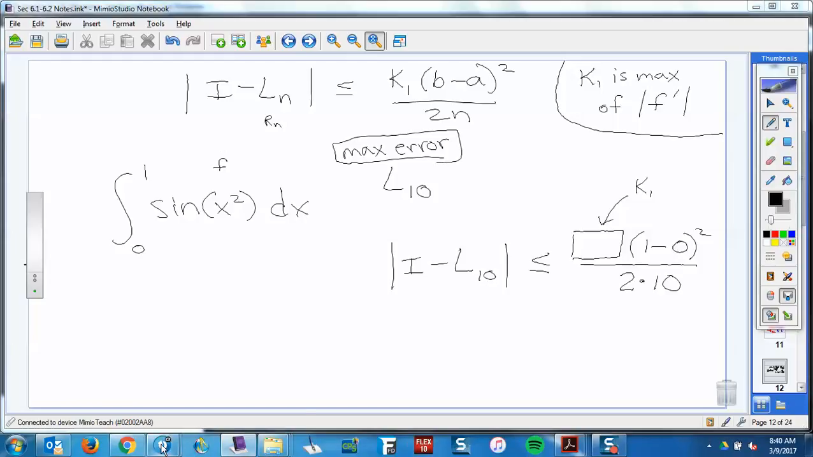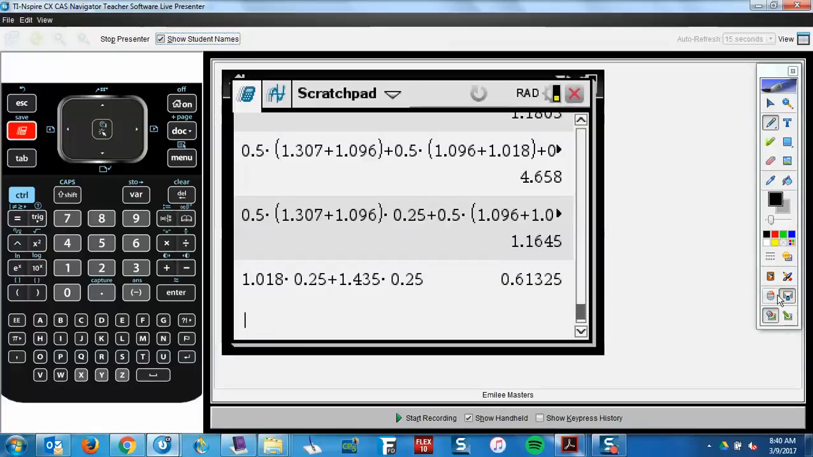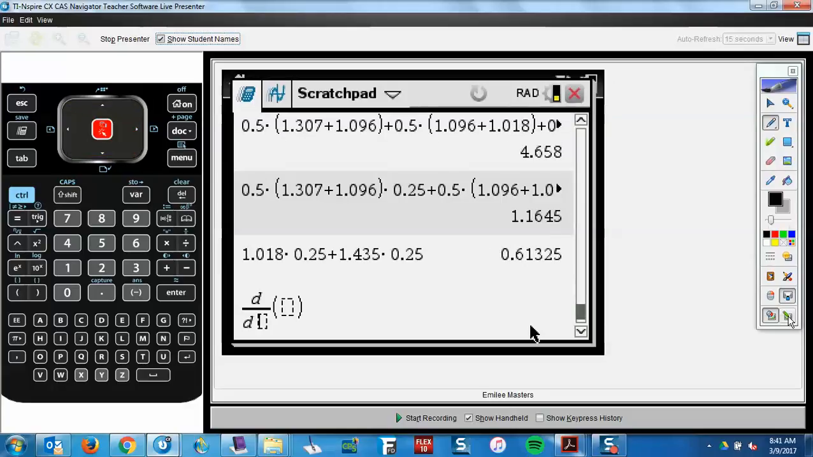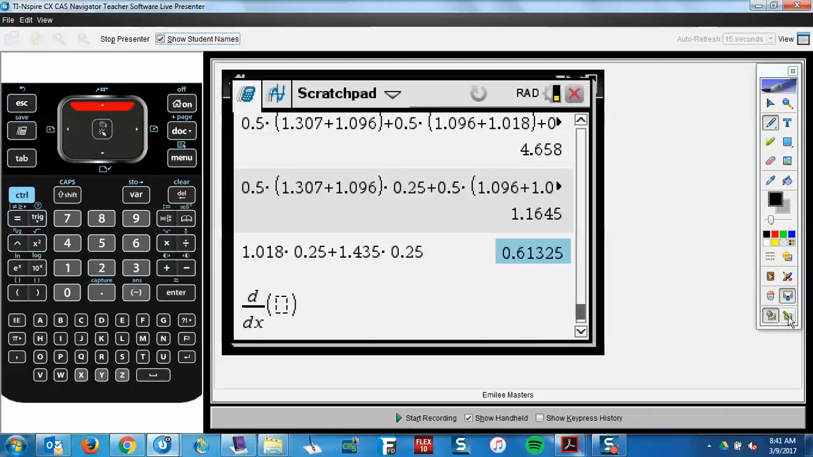So I would probably just go on the calculator page. Now, it's pretty easy. I hope everybody can just do that. It's cosine of x squared times 2x, right? But if it's more complicated than that, Emily, you could just do the derivative right here. You wouldn't have to, but if it's more complicated, you want to do it here. So go in here and do the derivative of sine x squared.